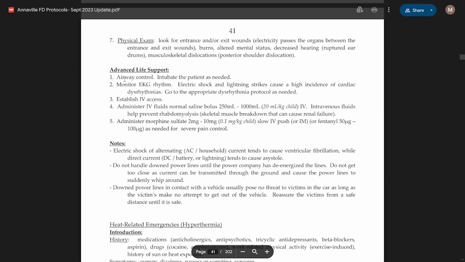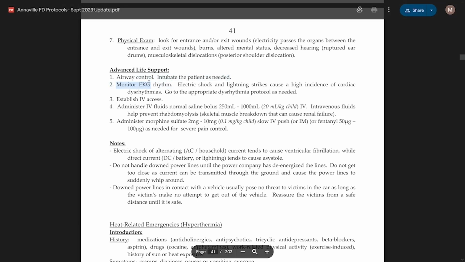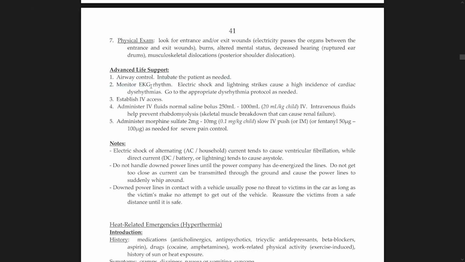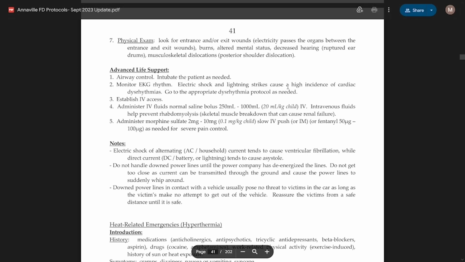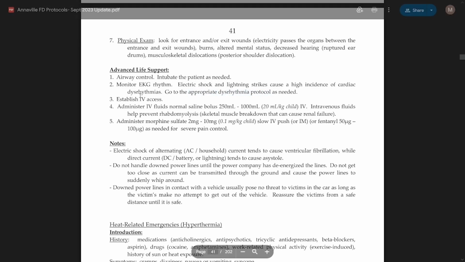For ALS, watch out for their airway, intubate them as needed. Monitor an EKG rhythm. You should always get a 12 lead. That is insane if you don't get a 12 lead on these patients. Electric shock and lightning strikes cause a high incidence of cardiac dysrhythmias. Go to the appropriate dysrhythmia protocol as needed. I believe it's around page 70 or so.